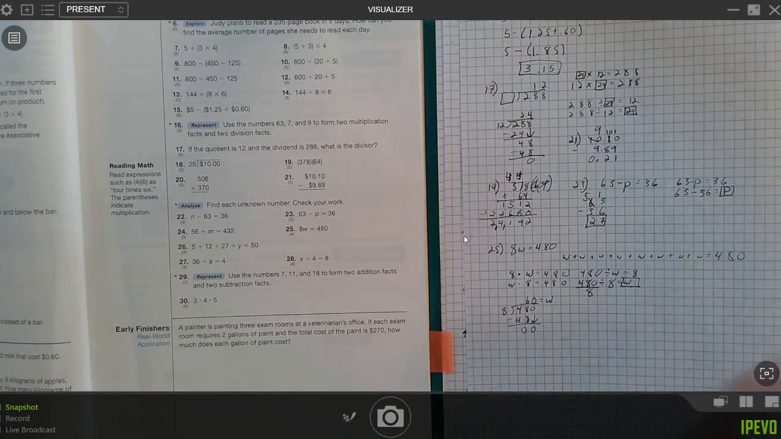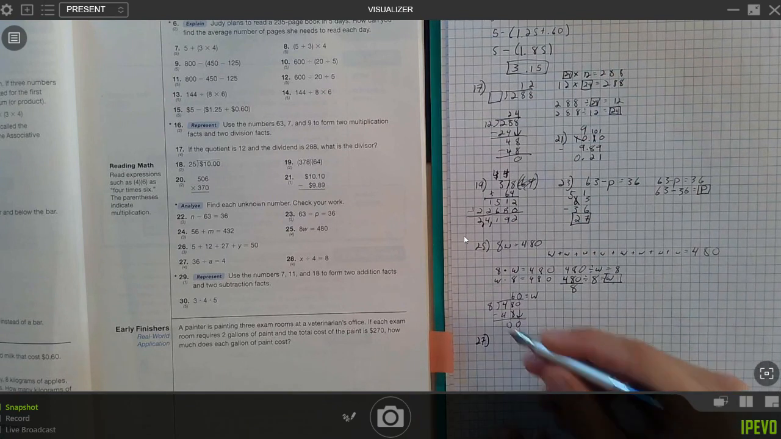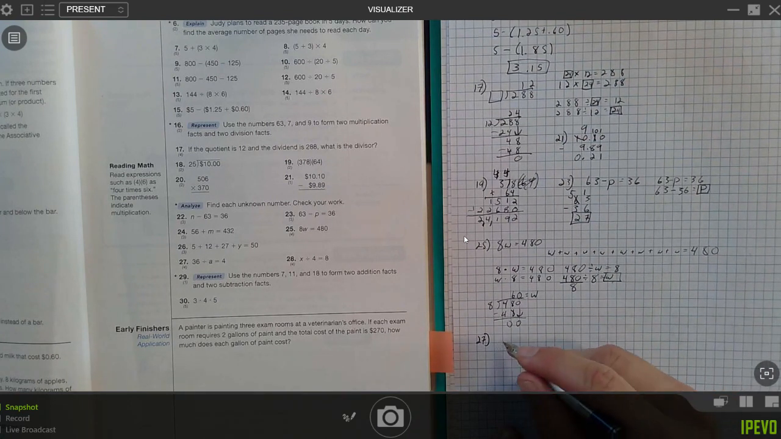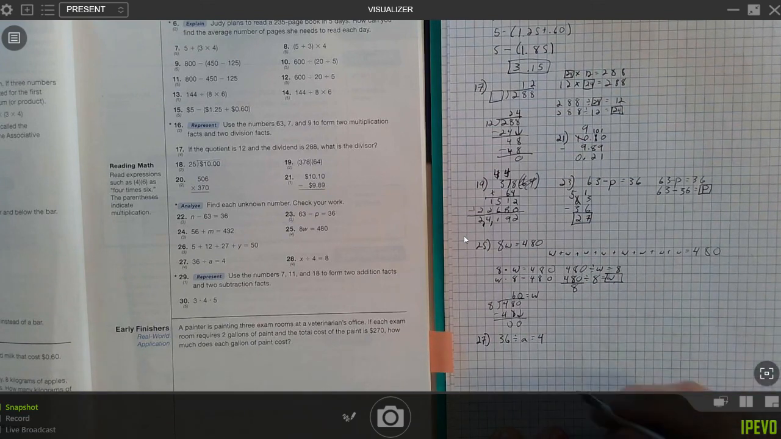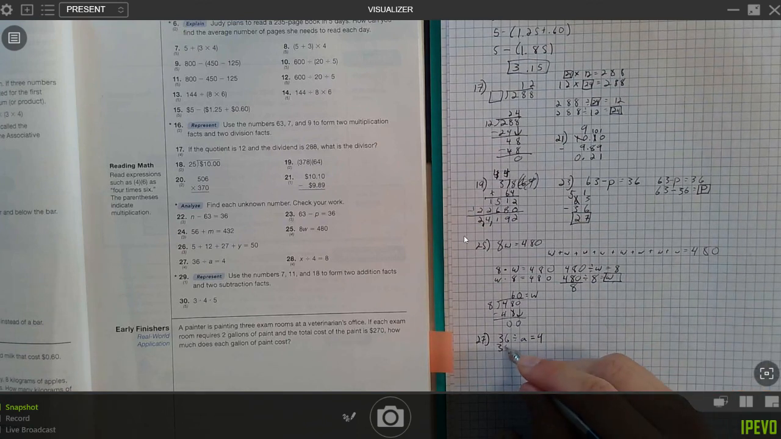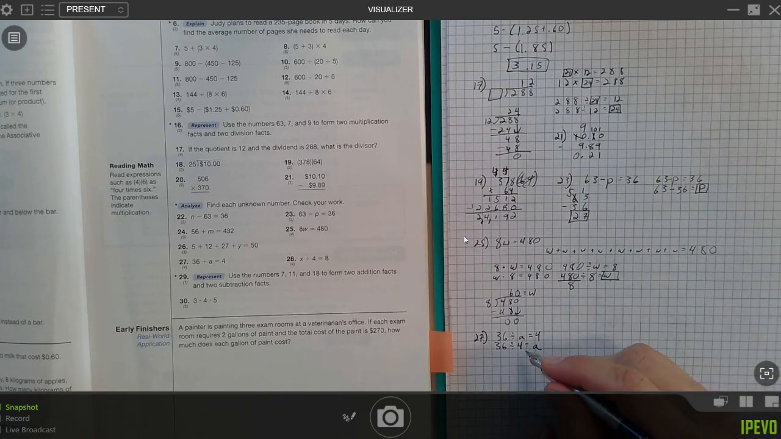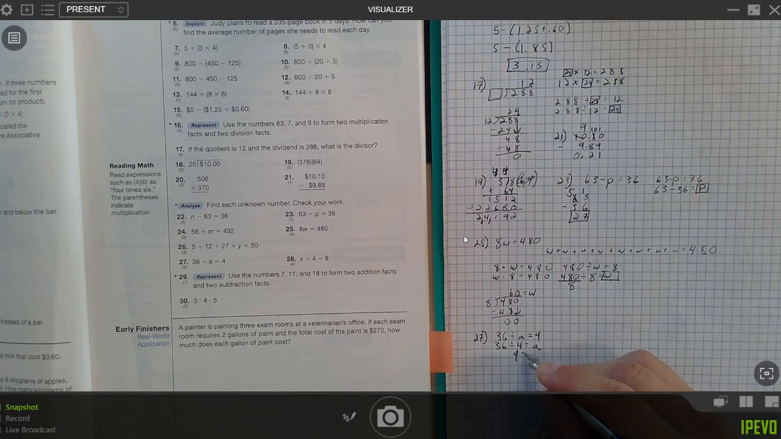Now let's go ahead and finish up with 27. 36 divided by A equals 4. Okay. So again, just like what we've been doing, we're going to end up just flipping that around. 36 divided by 4 equals A. Okay. 4 goes into 36 9 times. So 9 equals A.